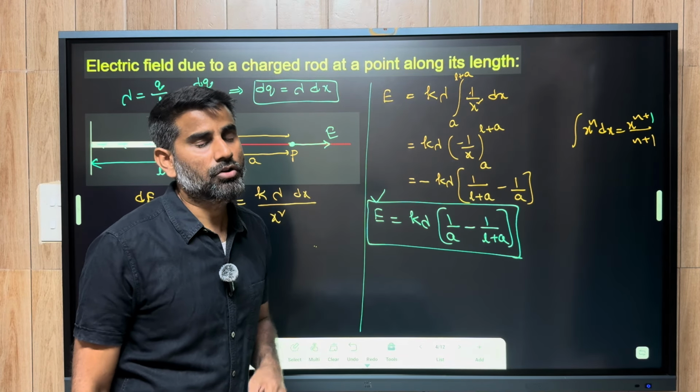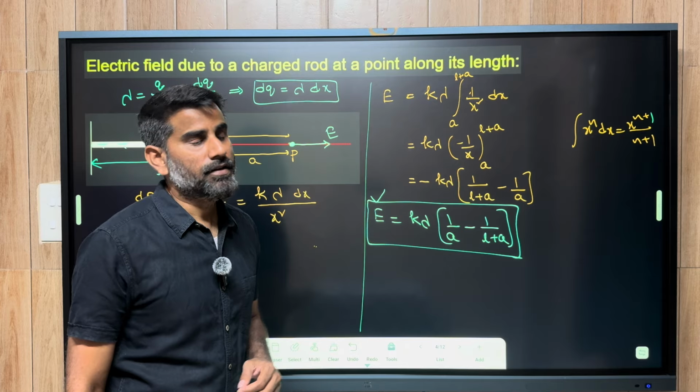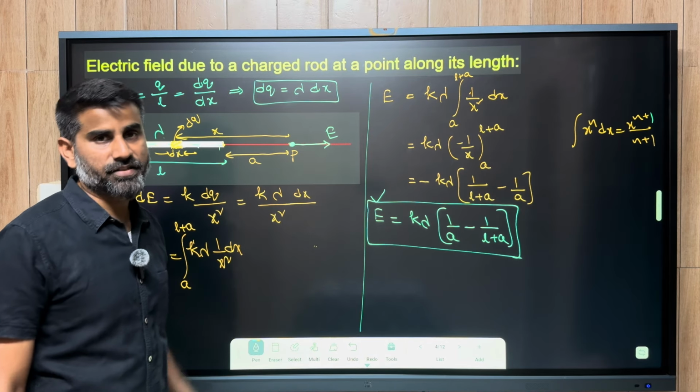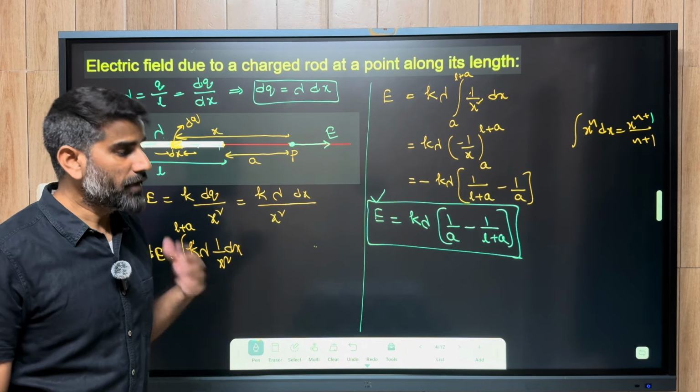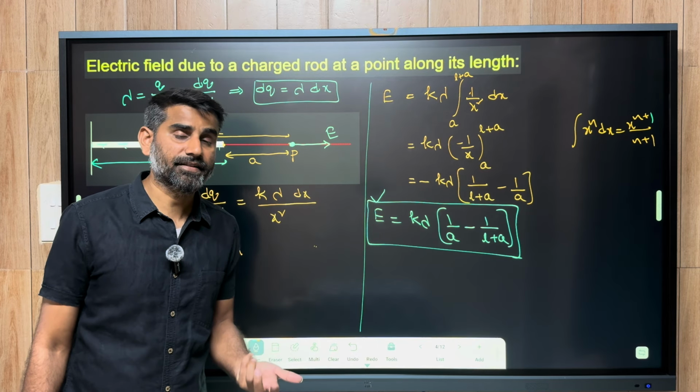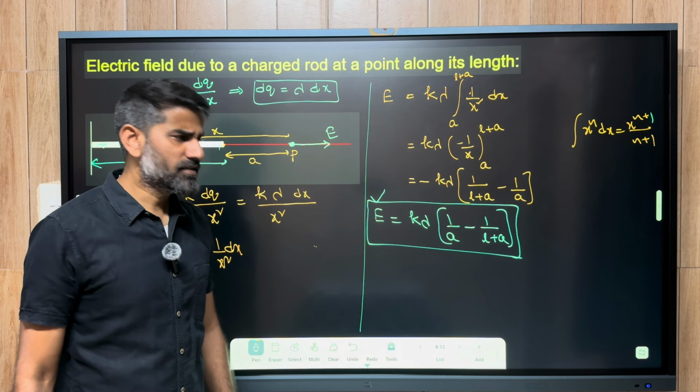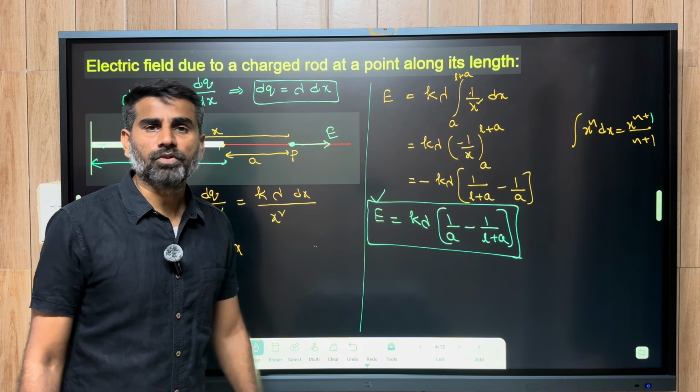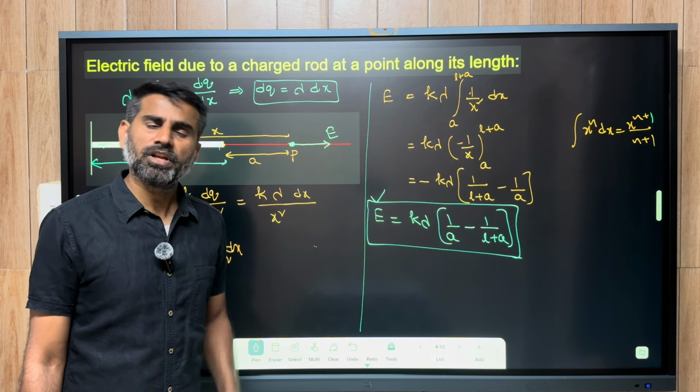But what if you are not given a uniform linear charge density, rather a variable charge density? That means the charge density is varying with respect to the distance, the length x. Okay, in such a case this formula will not work.